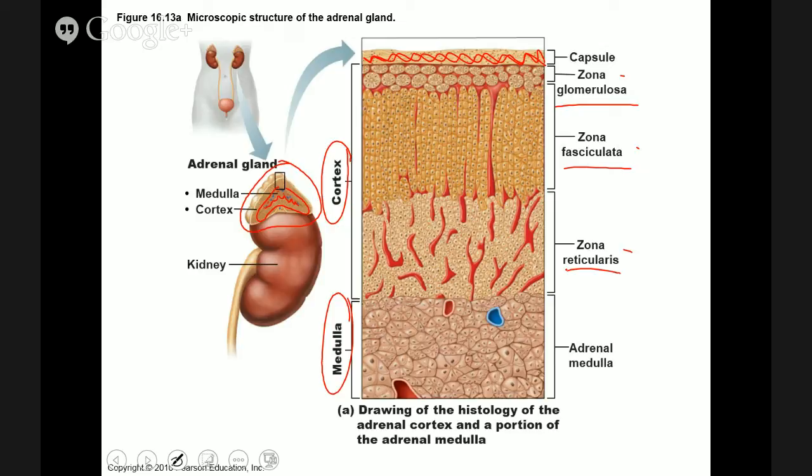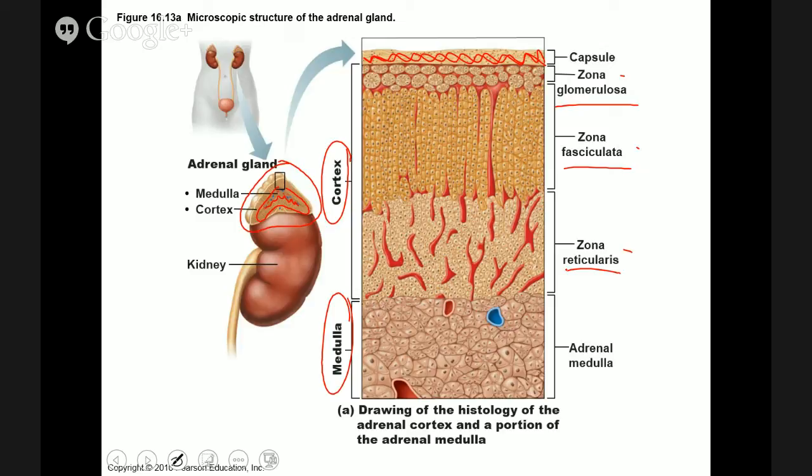Then we have the adrenal medulla, the innermost portion. This is responsible for secreting our short-term stress hormones, primarily epinephrine and norepinephrine. And this becomes active when we're in that fight or flight phase of the autonomic nervous system, fight or flight.